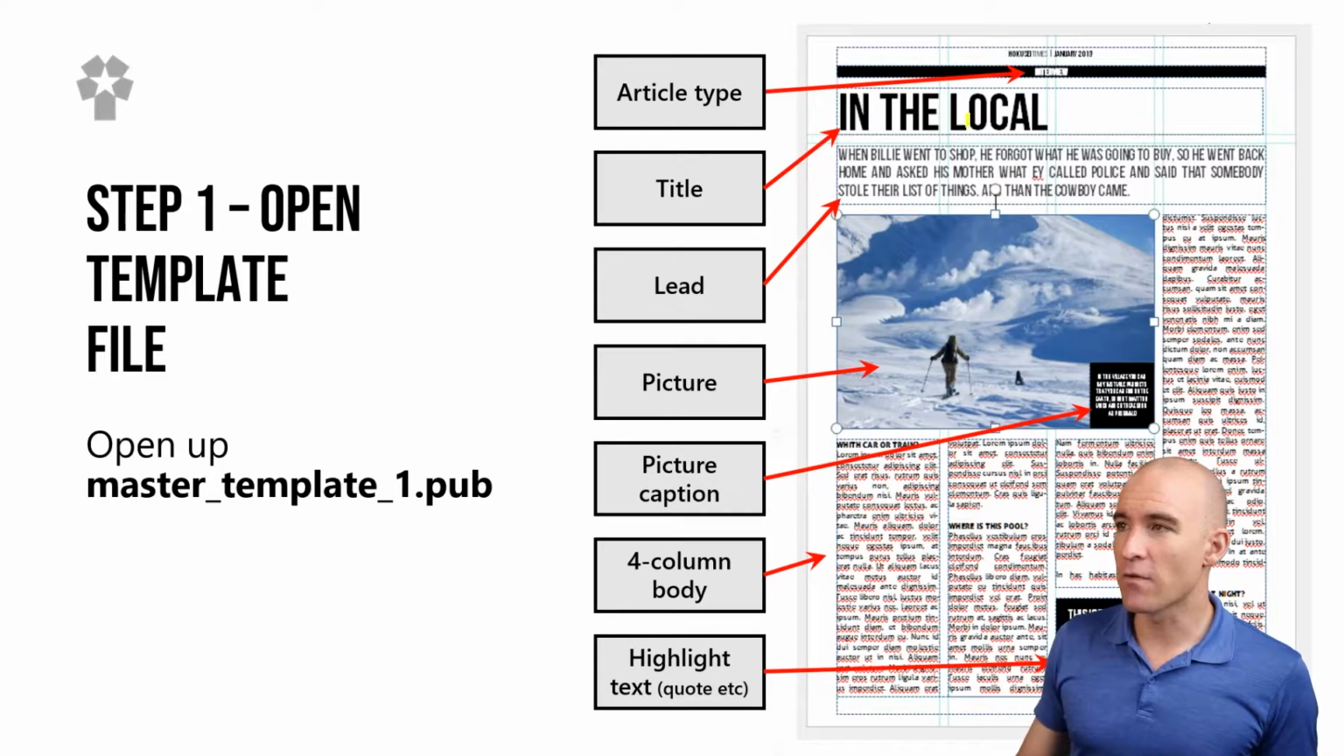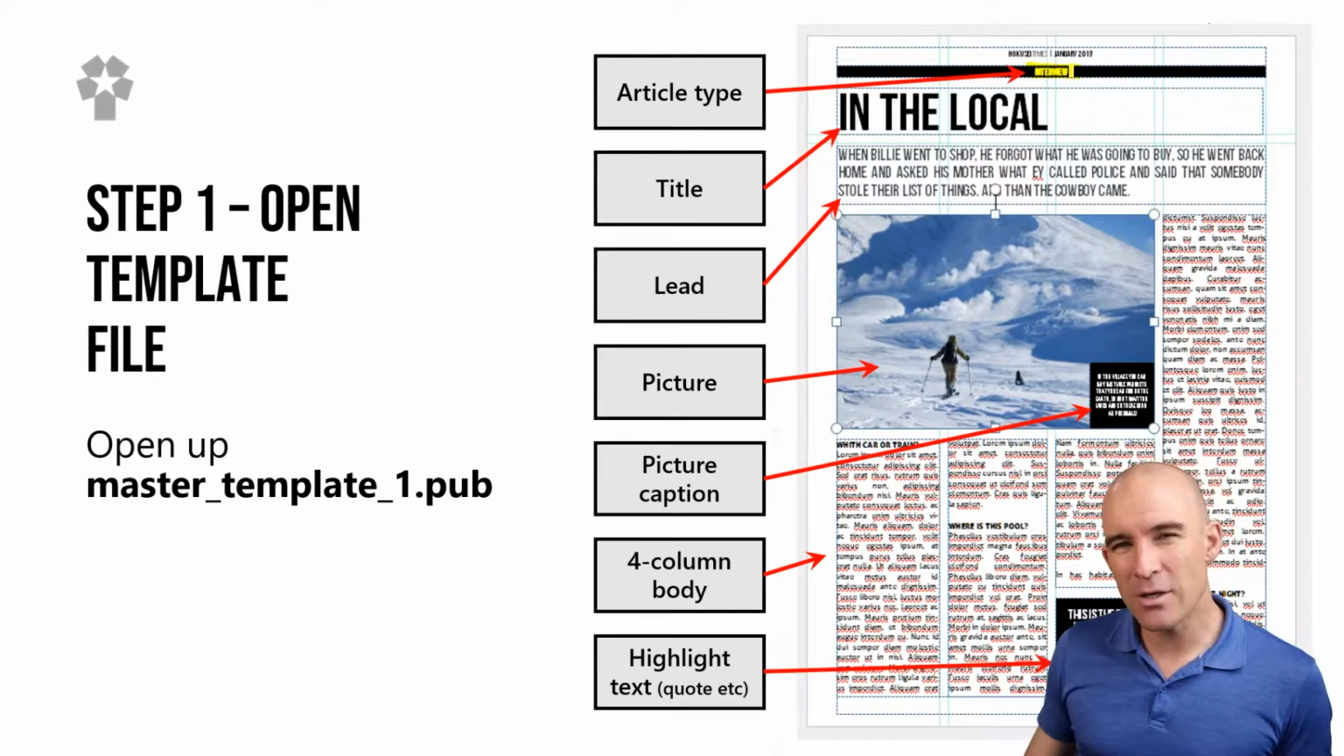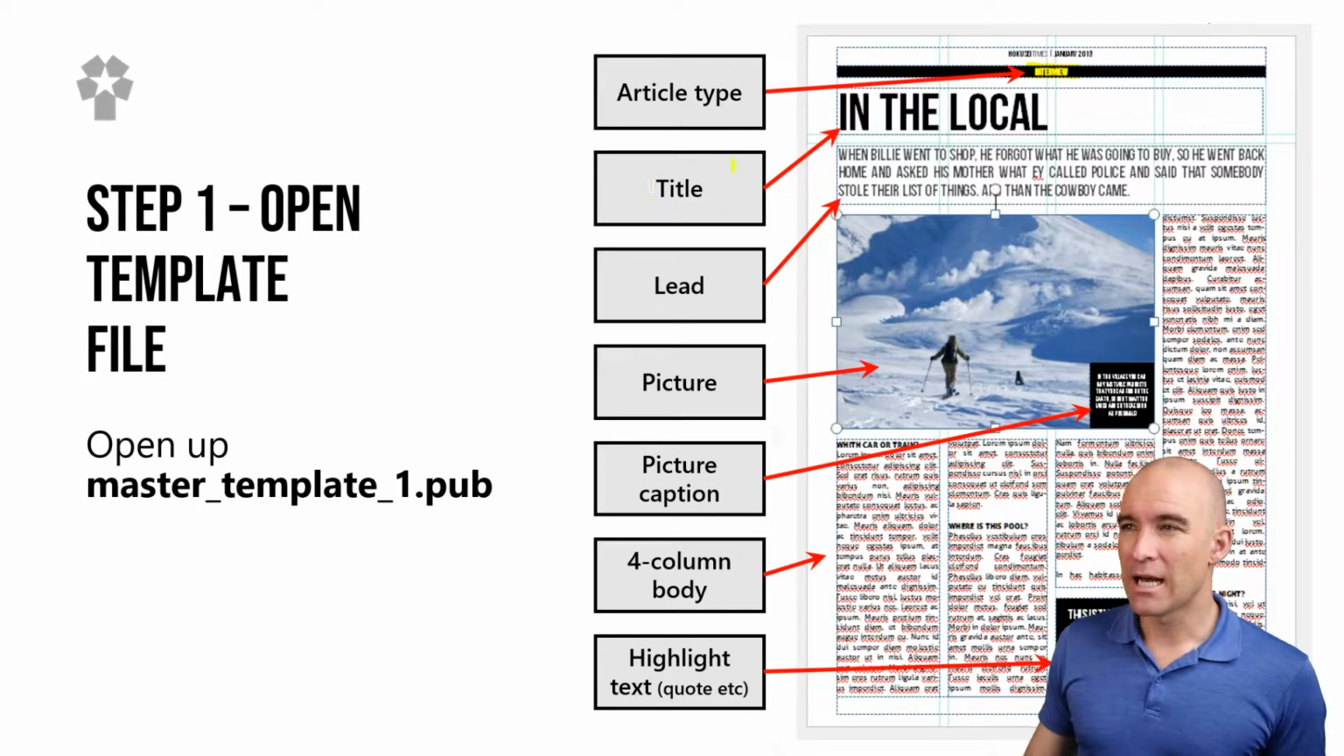But what we have here, we've got the article type at the top. So it might be an interview, it might be research, it might be student affairs. I'd like you to think of a keyword that explains or describes what your article is about. So what kind of category it's in. Then we have a nice big title area here. You can make this bigger and smaller as you need.